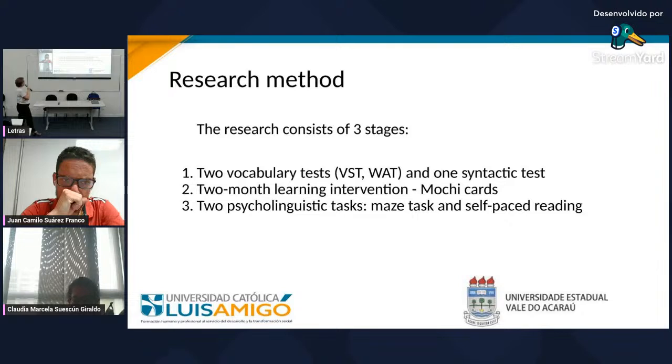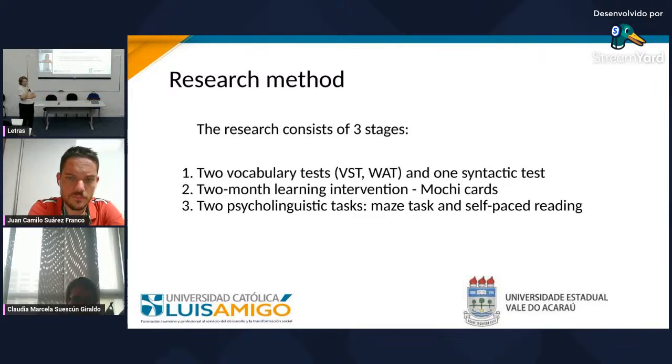Then there will be a 2-month intervention with the students. As I said, we're going to have two groups, a control group and an experimental group. The control group will not go through the intervention, just the experimental group. So that's where the difference comes from, so we can find an effect from those who did the intervention in comparison to those who did not. And finally, the last stage is the experimental phase itself.